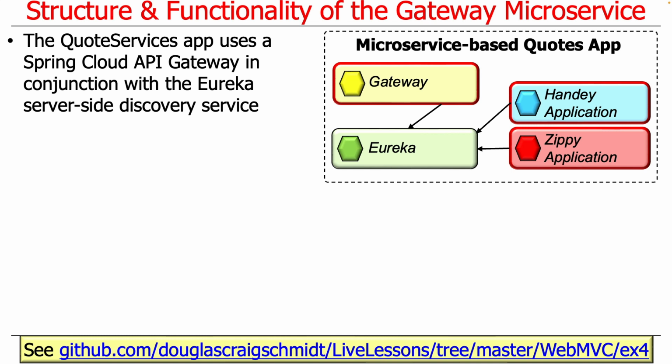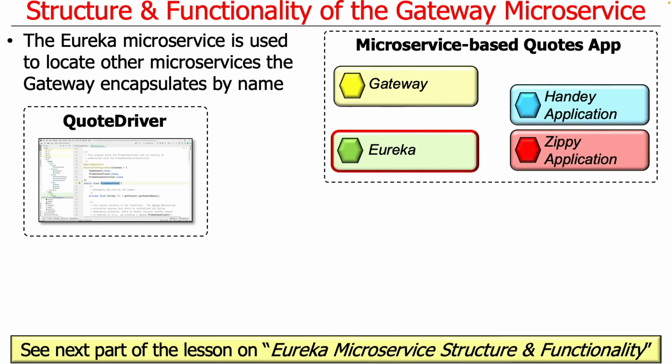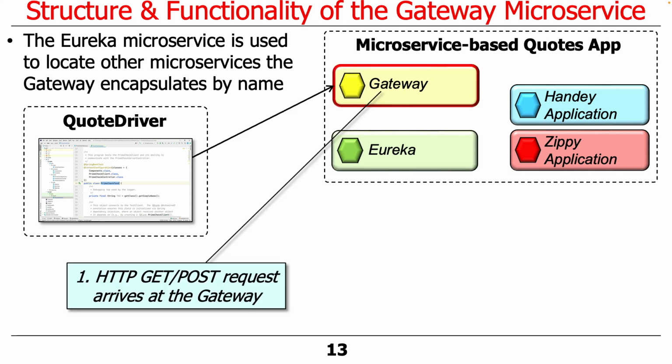So the QuoteServices app uses the Spring Cloud API Gateway in conjunction with something called the Eureka server-side discovery service, and we'll talk more about that in a moment. But for right now, basically what this is used for is to locate other microservices that are encapsulated by the gateway by their names. Again, we'll talk about this more in a second.